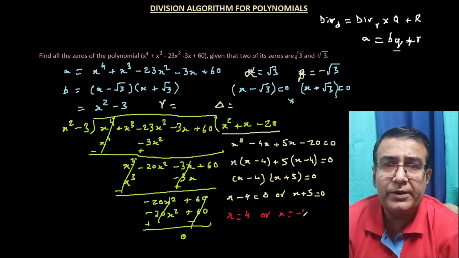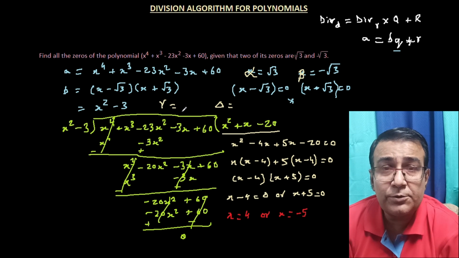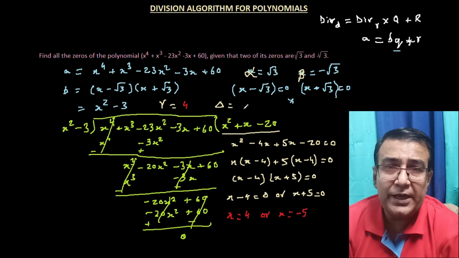So pretty clearly we already had two zeros with us, which were root 3 and minus root 3, and the third zero gamma we can say will be equal to 4, and the fourth zero delta will be equal to negative 5. Well, so that was that. Pretty easy to do and pretty simple to do.